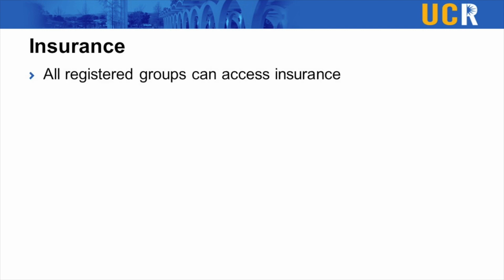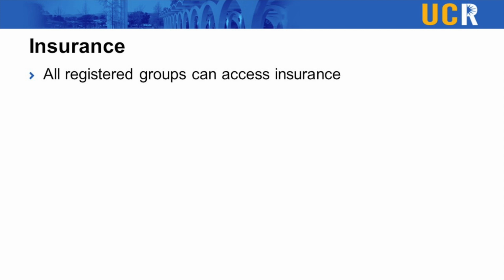Now, let's talk about situations for which you may need to get insurance for your event. If your group is doing something that could be considered risky, the university might ask you for additional information to get insurance to cover your event. Luckily, this is a quick process. All registered student groups have access to insurance. It's just a quick online form that you fill out with all of your event details.